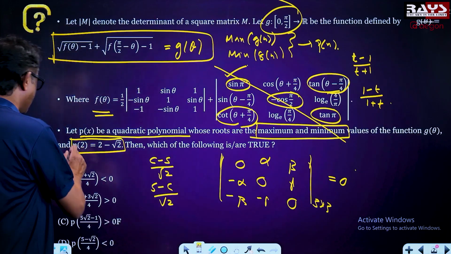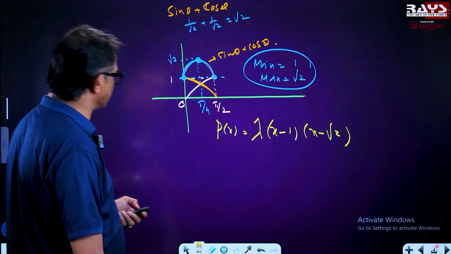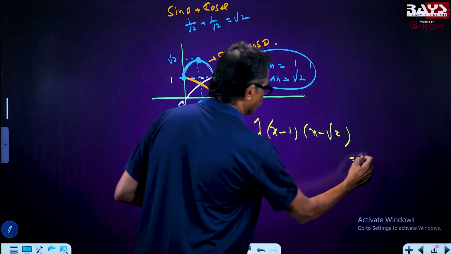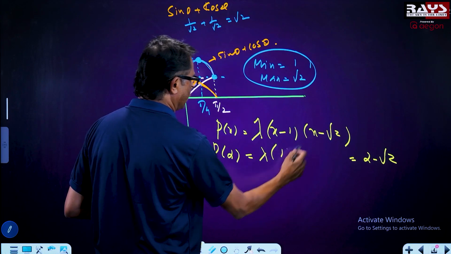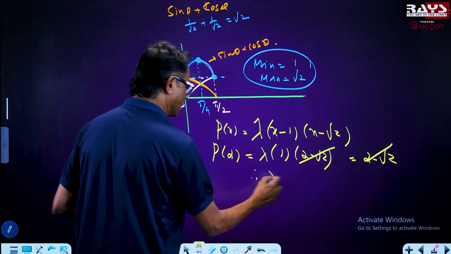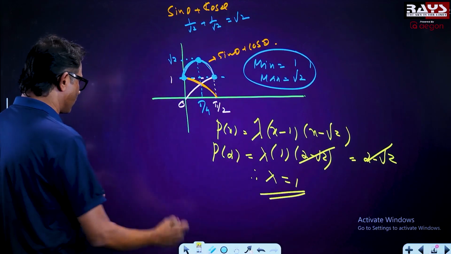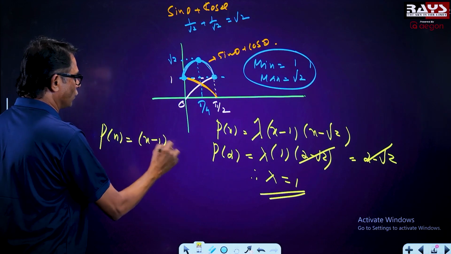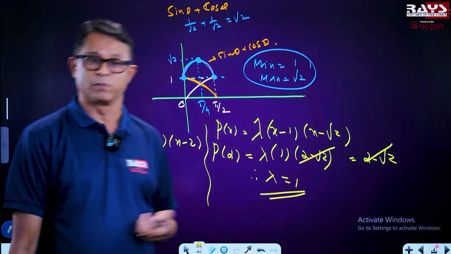What is the condition given? P of 2 is equal to 2 minus root 2. So I am putting P of 2 equal to 2 minus root 2, as they have given. And what about this? 2 minus 1 is 1, into 2 minus root 2. So that 2 minus root 2 cancels, and you will get lambda is equal to 1. So our polynomial is, P of x is equal to x minus 1 into x minus root 2 is our polynomial.